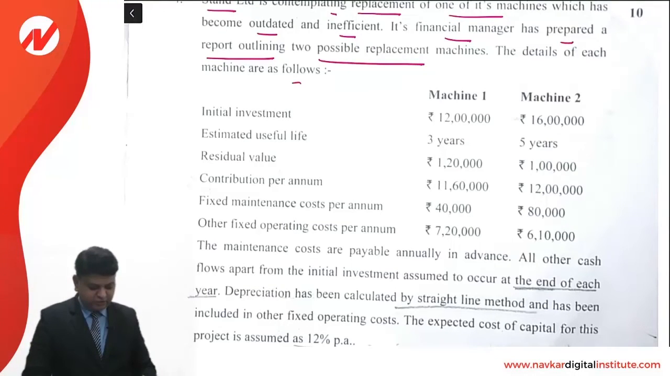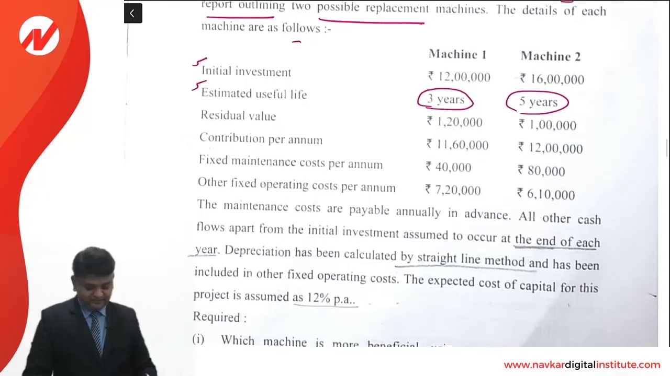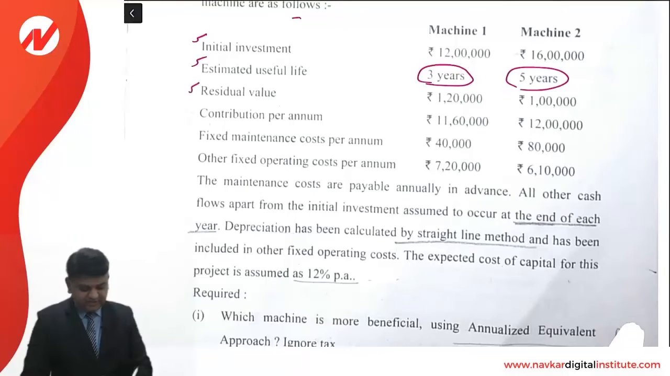is as follows. We have been provided with the information: the amount of the initial investment, and the estimated useful life. For the first one it is 3 years and for the second one it is 5 years. Residual value is given, contribution per annum is given, that is the difference of the sales and the variable cost, fixed maintenance cost, other fixed operating cost.